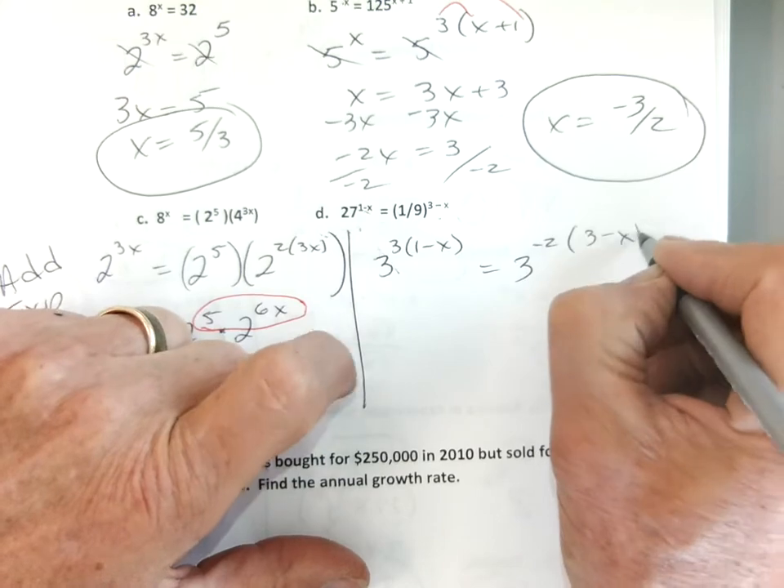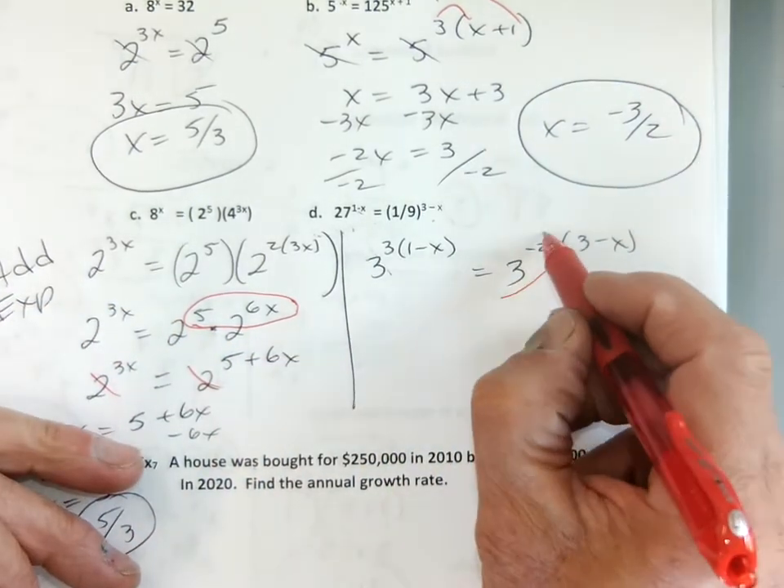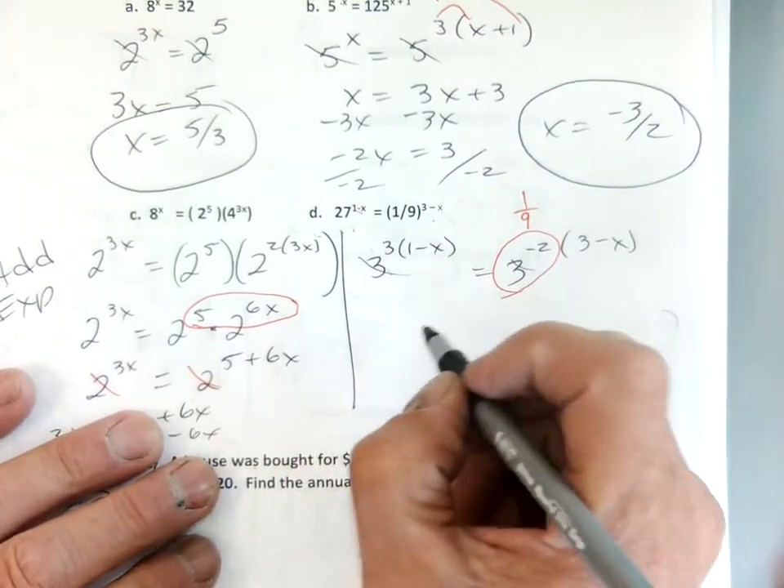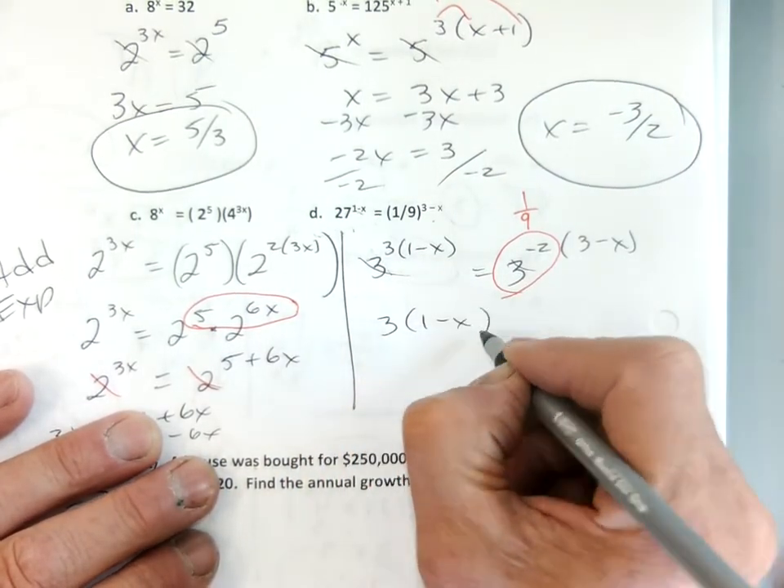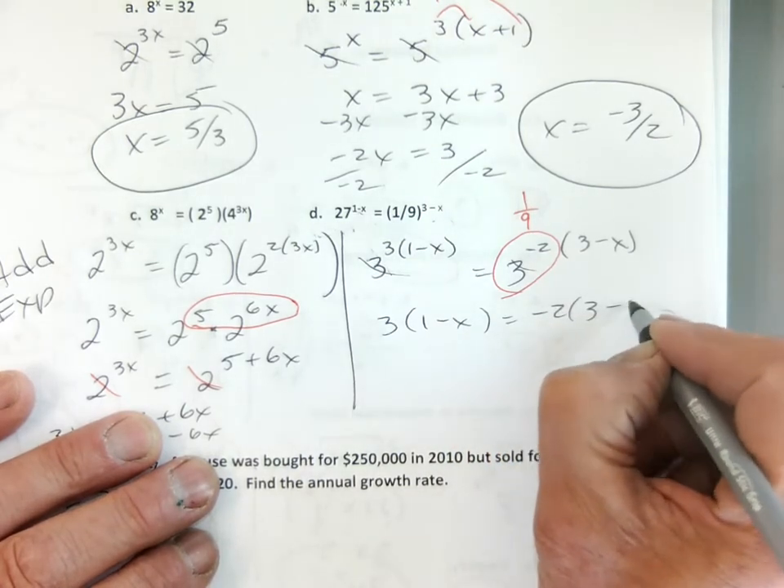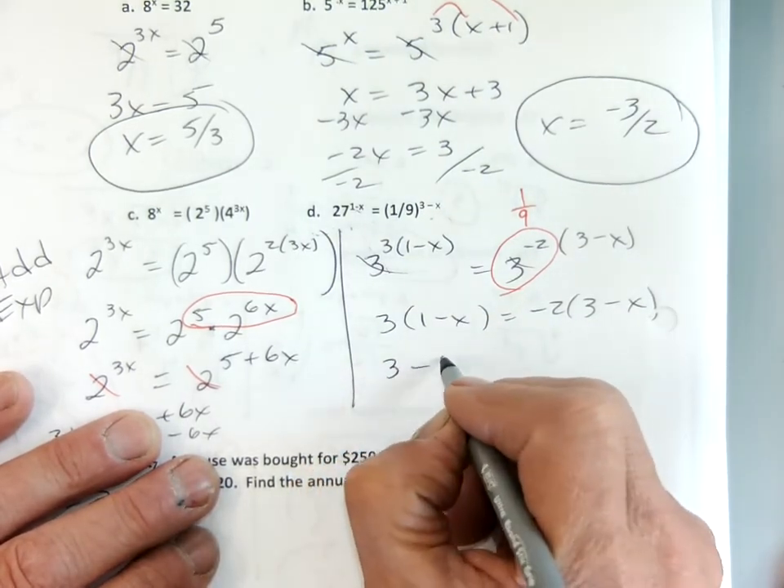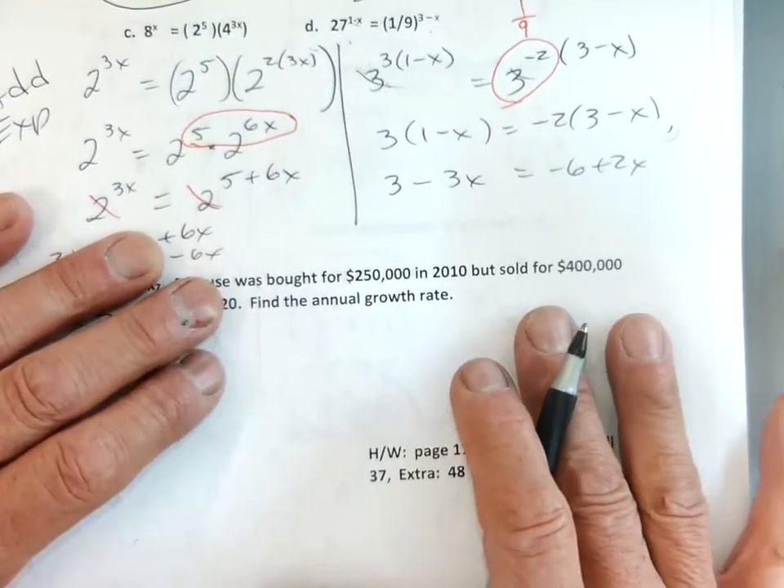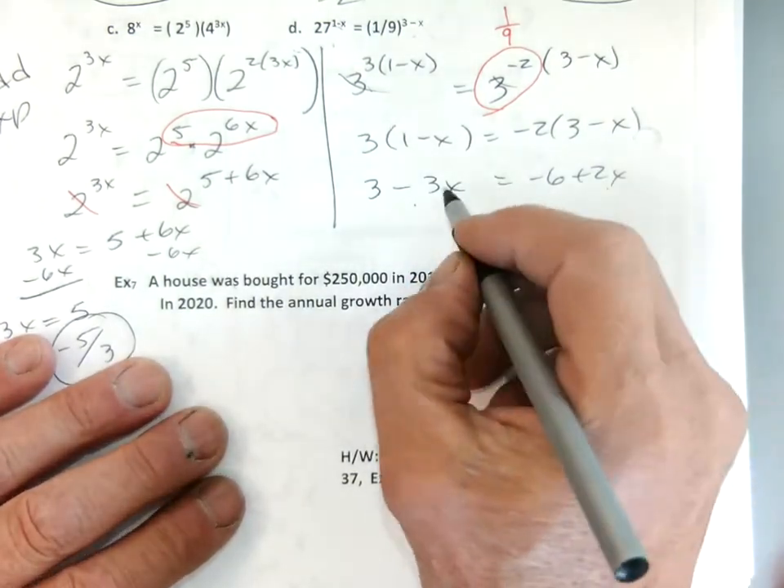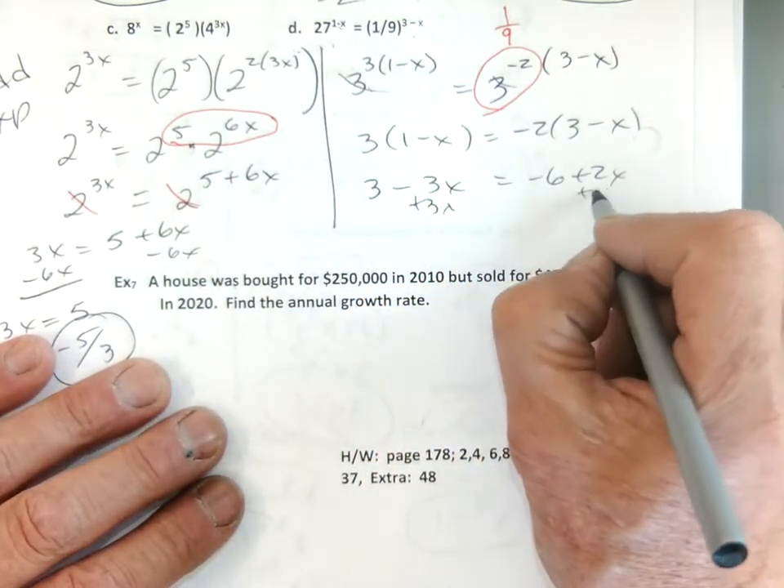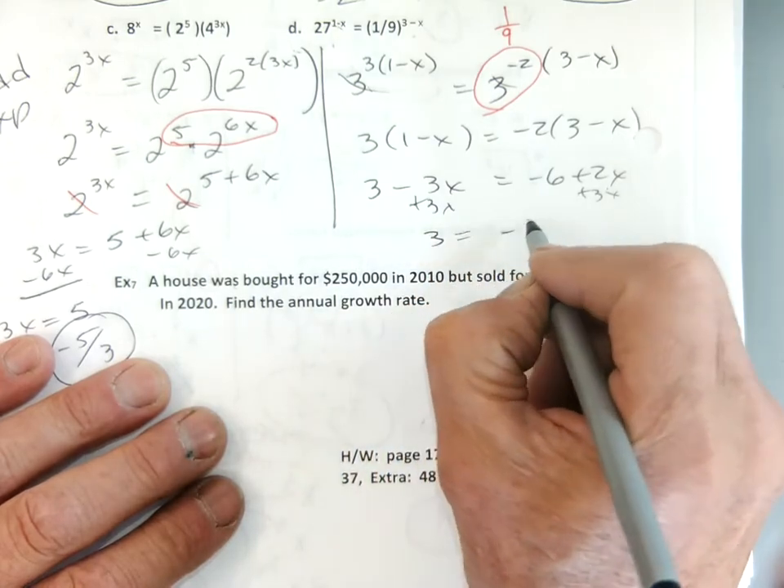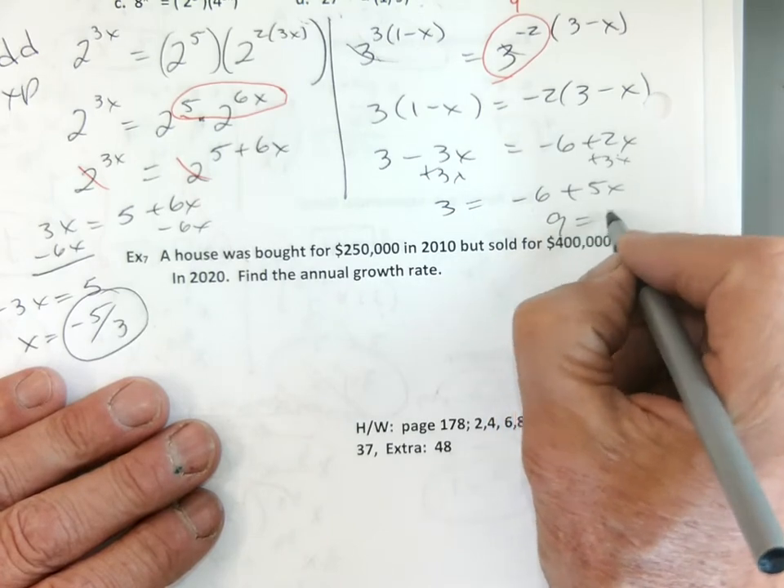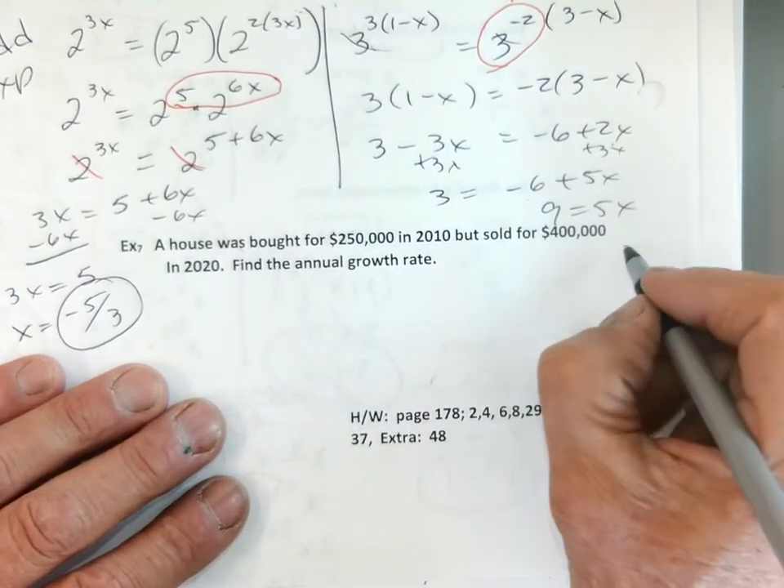3 to the 1 minus x. So here is my 1 over 9. So 3 to something, I got 3 times a 1 minus x. Negative 2 times a 3 minus x. 3 minus 3x equals negative 6 plus 2x, right? Plus 3x. 3 equals negative 6 plus 5x. Plus 6, plus 6, 9 equals 5x. Divide by 5 and I get 9 fifths.